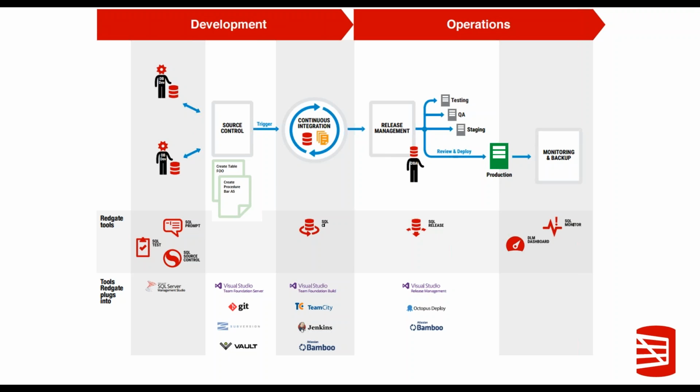If they're happy, then they can move on to the execution of the script to that next environment. Once the changes are deployed to production, we have a couple of monitoring tools. DLM Dashboard helps you detect drift on your higher environment, so if someone makes a direct change to any of your higher environments, you can be notified through email. And we also have SQL Monitor, which is our performance monitoring and alerting tool, but we won't be able to cover that part as part of this demo today.